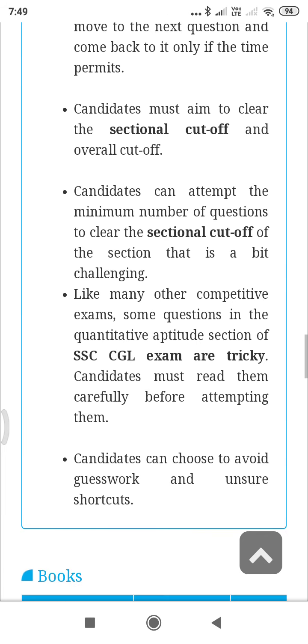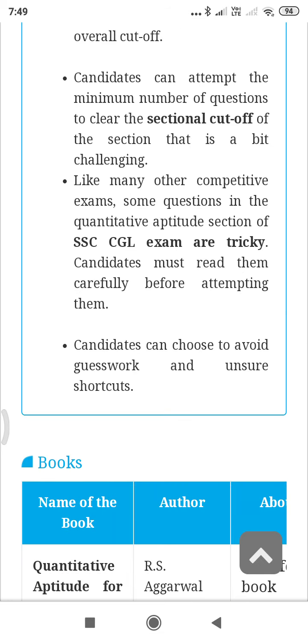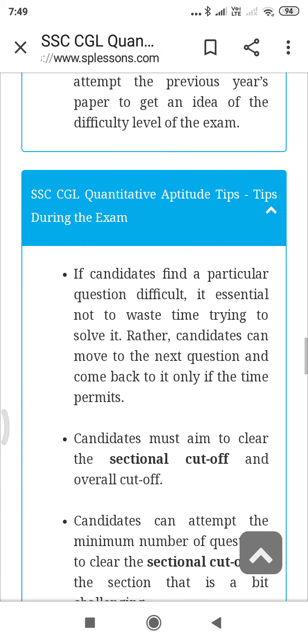Candidates can attempt the minimum number of questions to clear the sectional cutoff of the section that is a bit challenging. Like in other competitive exams, some questions in the quantitative aptitude section of the SSC CGL exam are tricky. Candidates must read them carefully before attempting them. Candidates can choose to avoid guesswork and unsure shortcuts. So, I hope this section is helpful for the candidates who are preparing for the SSC CGL quantitative aptitude section.